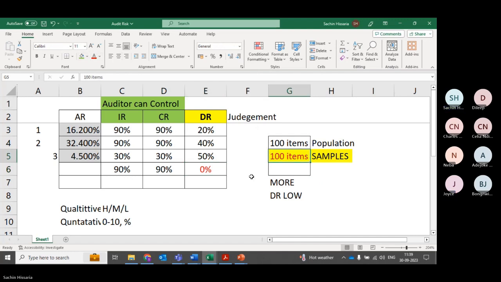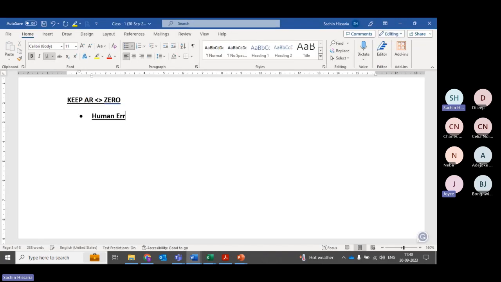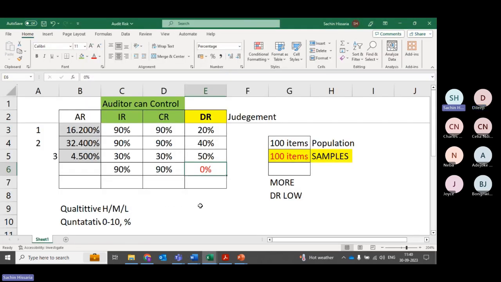No. Why? Because first of all, it is never absolute, and audit risk can only be mitigated, never eradicated. So you can never say that there is no risk. Absolutely right. There are chances of human error. Risk cannot be eliminated 100%. Risk can be mitigated. Correct? Yes. So you cannot say that my detection risk would be 0.